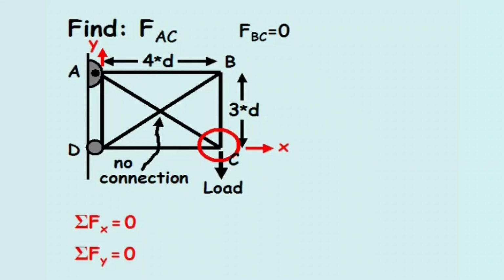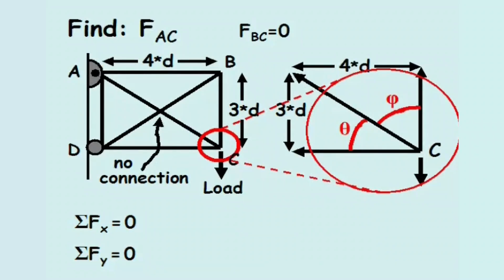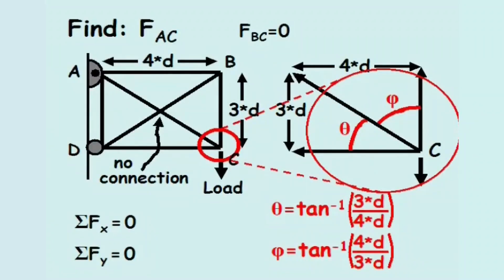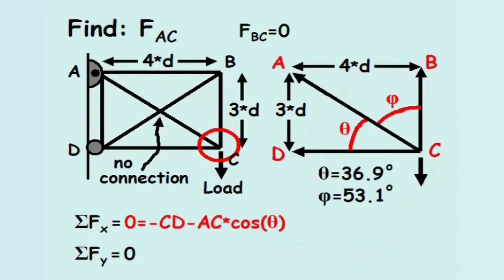If we define angle ACD as theta and angle ACB as phi, then from trigonometry, theta equals the arctangent of 3/4 and phi equals the arctangent of 4/3, respectively, or 36.9 degrees and 53.1 degrees. Assuming all members are in tension, the sum of the forces in the x direction and the sum of the forces in the y direction are calculated as shown.